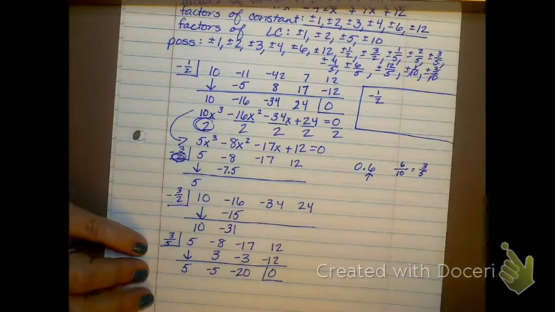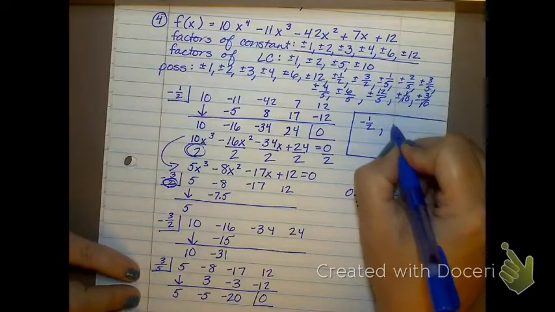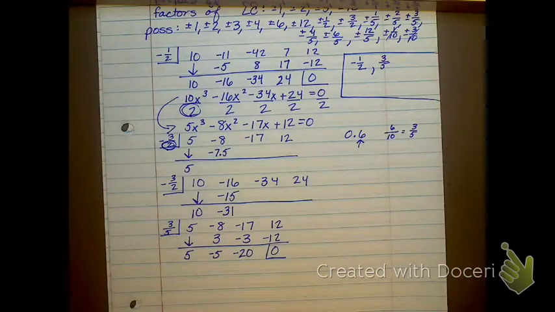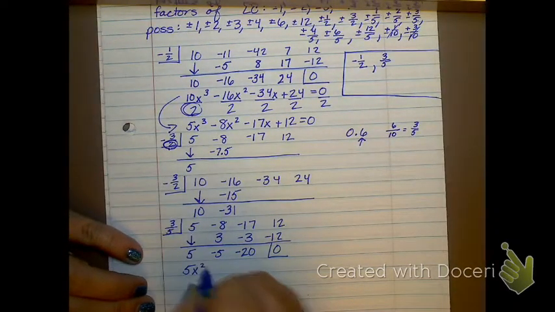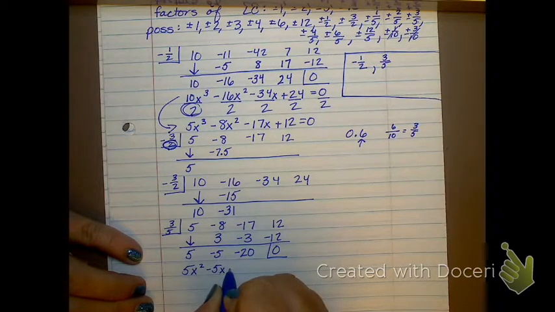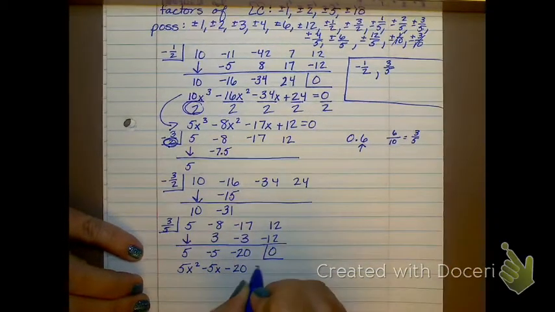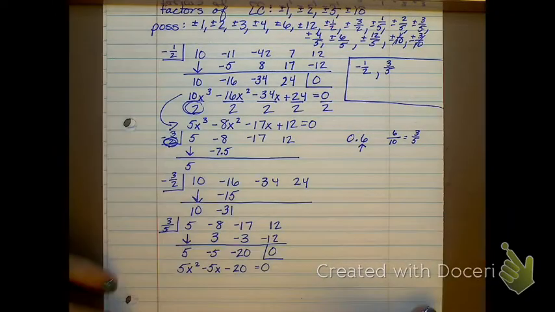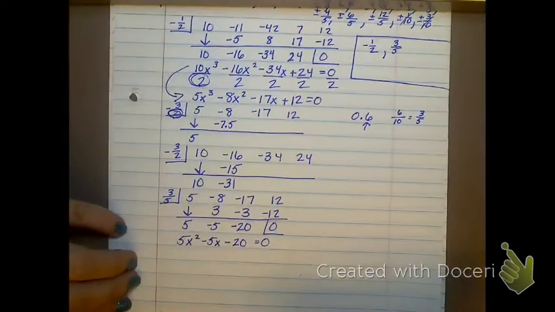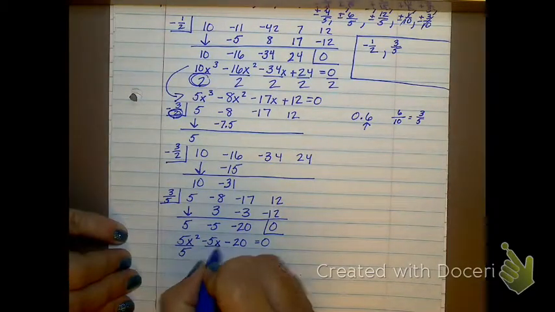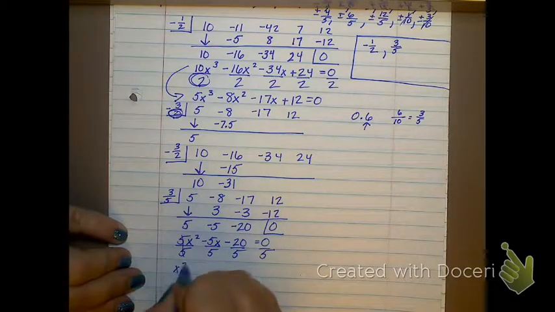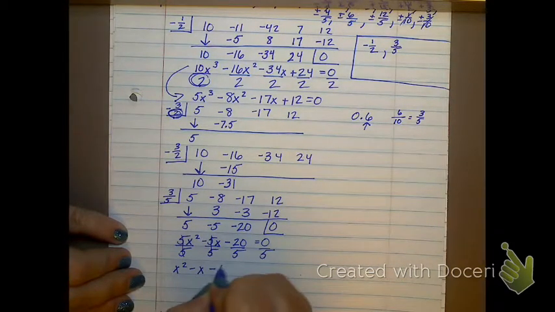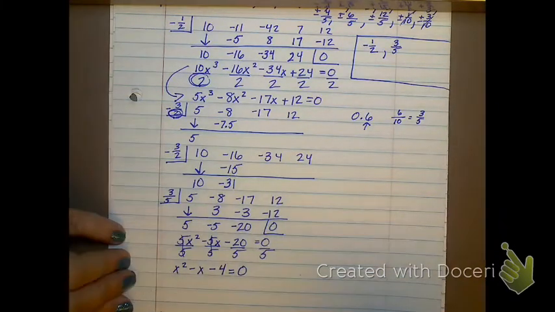Finally, we got one that works out. So 1/2 is one answer. 3/5 is another answer. And thankfully, I'm now down to what? x squared. So 5x squared minus 5x minus 20 equals 0. Can I divide before I go to quadratic formula just so that I'm dealing with smaller numbers? Yeah. So I get x squared minus x minus 4 equals 0.